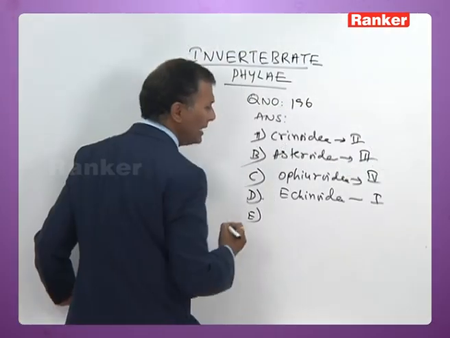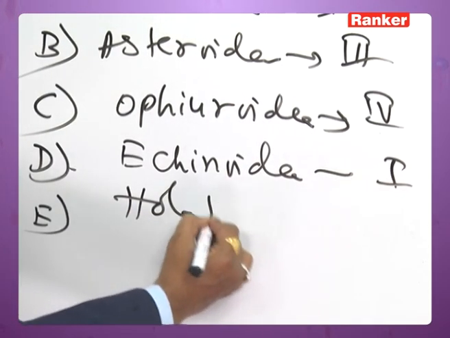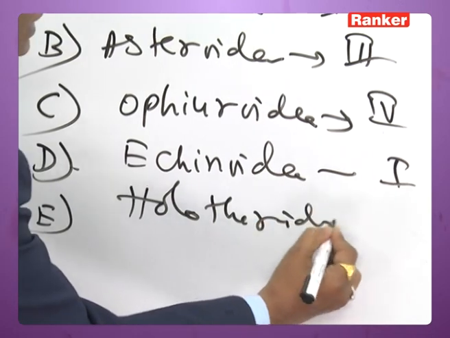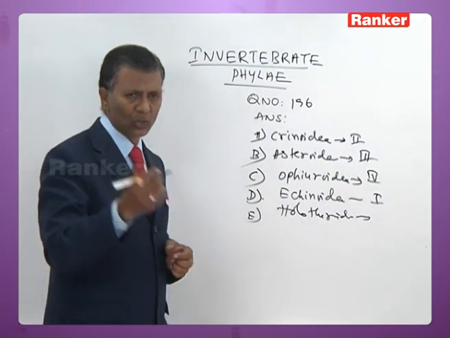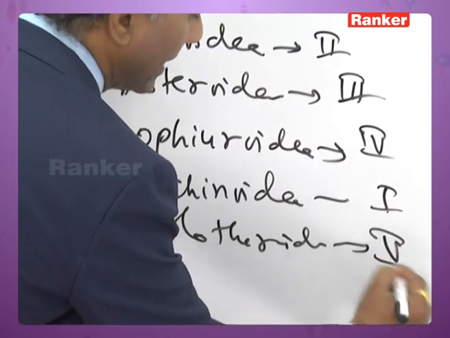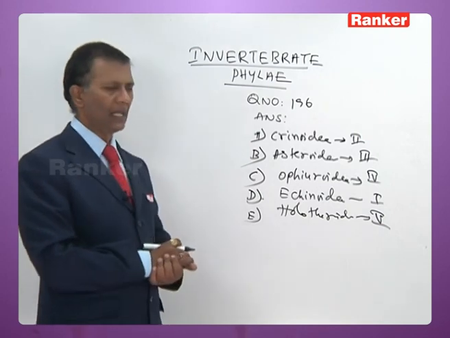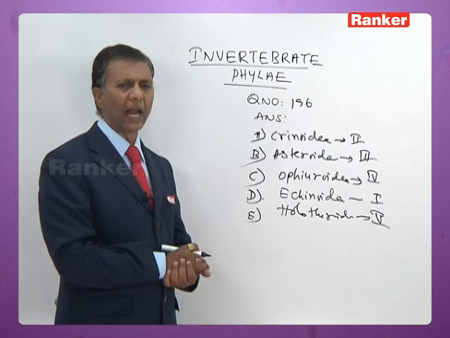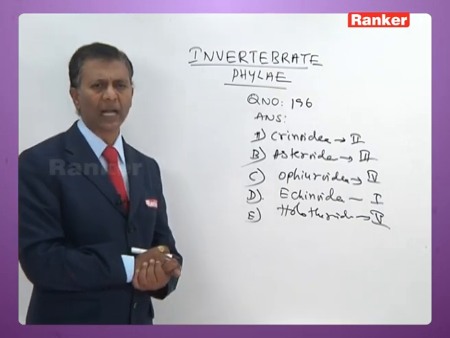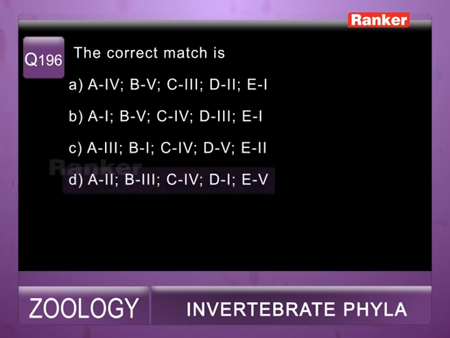Next he says E. Under E, Holothuroidea is given. In Holothuroidea, skin is without spines and leathery, which is called coriaceous skin. So the fifth option is correct, leathery skin. So the answers are A2, B3, C4, D1 and E5. That is the correct answer. For question 196, the correct answer is D.